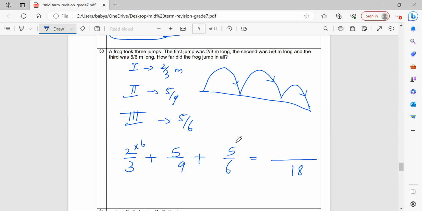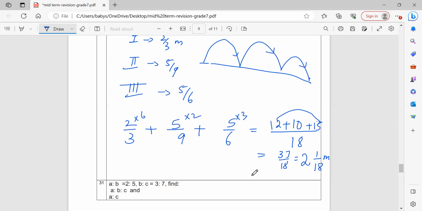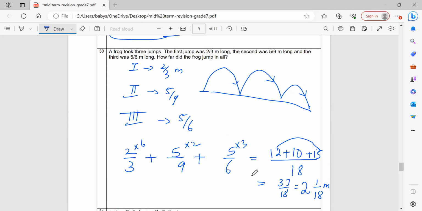You know how to find LCM, right? 3 6s are 18, so 2 6s are 12. Then 9 2s are 18, so 5 2s are 10. 6 3s are 18, so 5 3s are 15. So 15 plus 12 is 27, 27 plus 10 is 37. 37 by 18, 18 2s are 36, 1 will remain, so many meters. So this is the distance the frog jumped in total. This tests your knowledge of addition of fractions, for which you should know LCM.